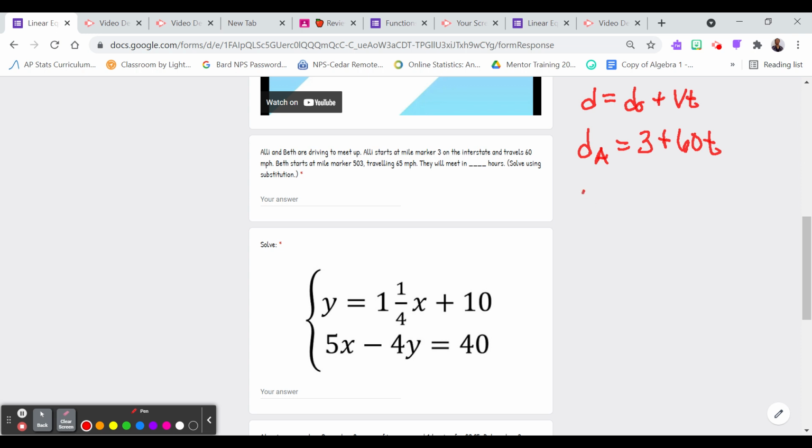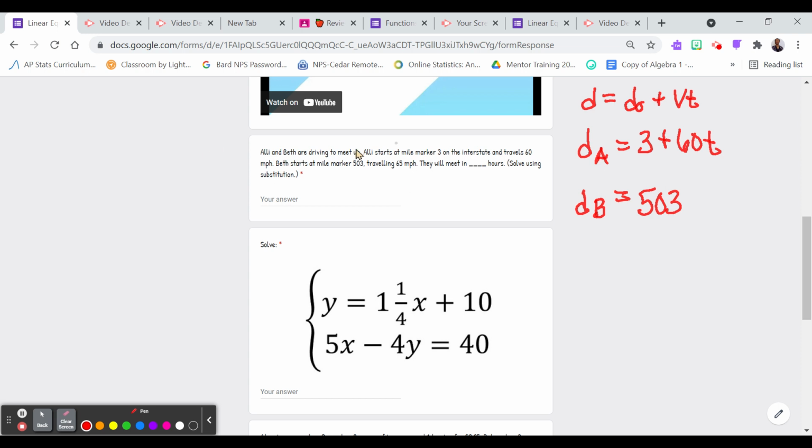We then go to Beth. So the distance of Beth, D sub B. She starts at mile marker 503, so her starting distance is 503. And she's traveling at 65 miles per hour, and we don't know for how many hours yet.